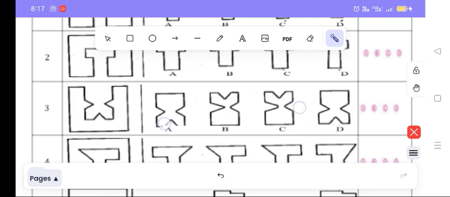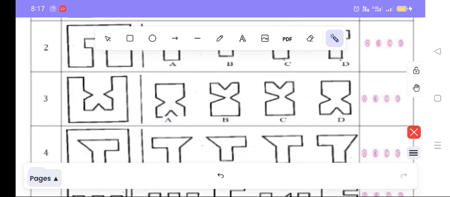Come to question number 3. In question number 3, you can see how the square is cut into two parts. See the shape. When you observe A, you can find all the lines as in the question figure itself. So let us keep it for reference.